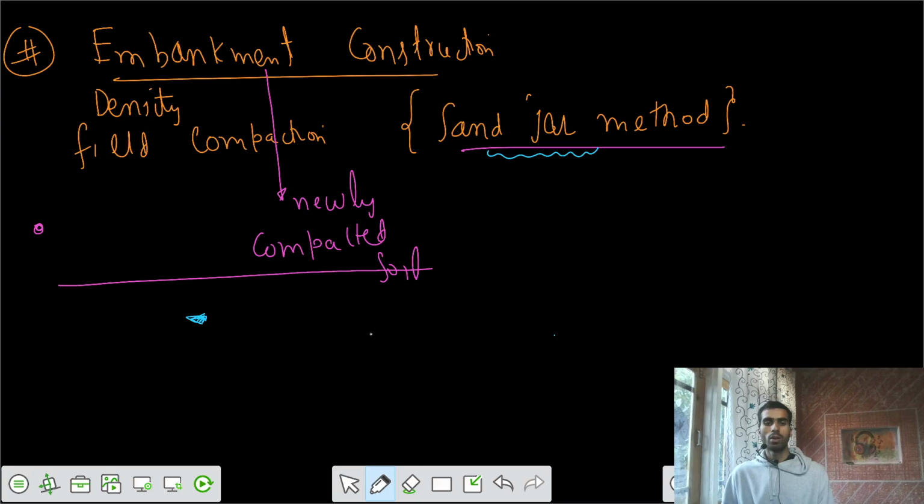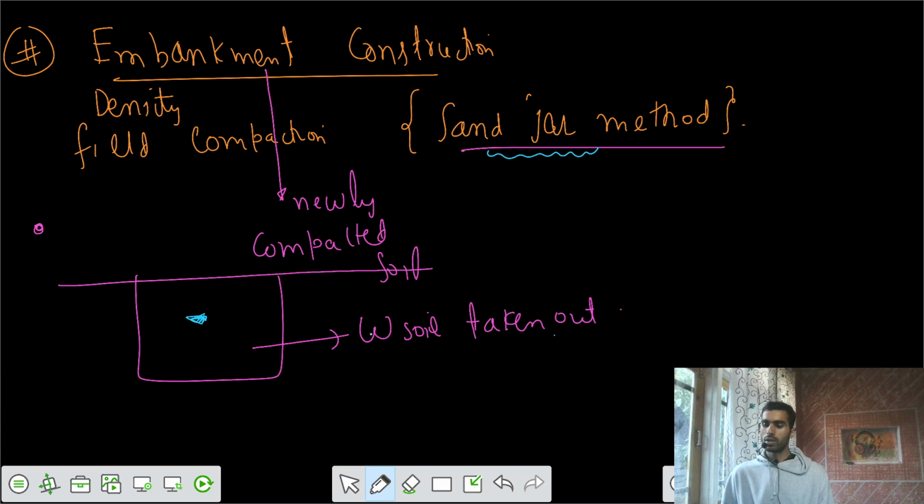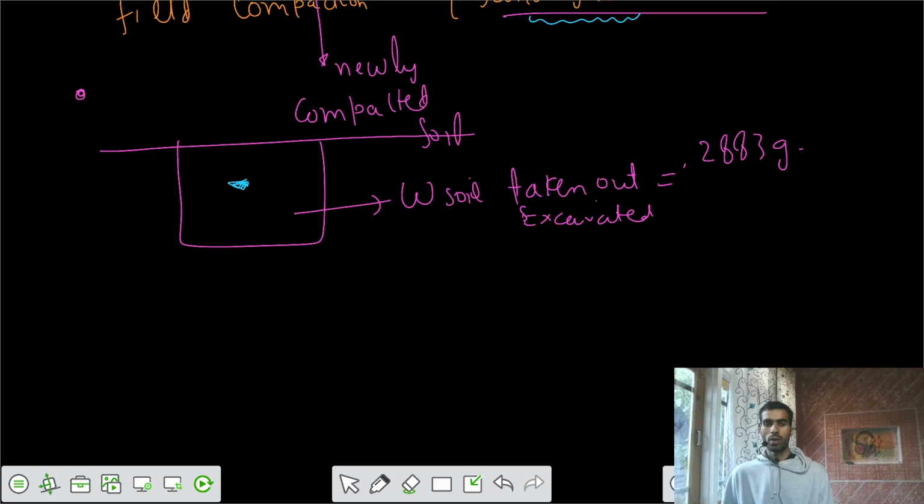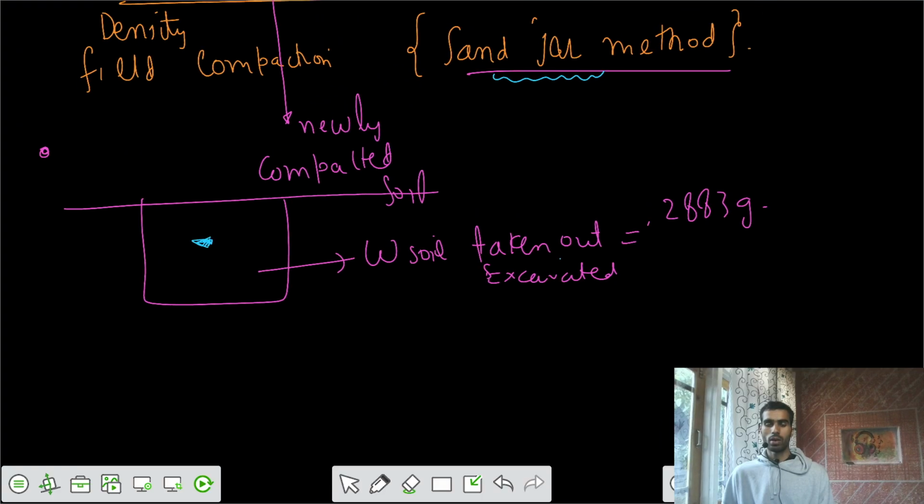So finally, let's talk about this problem. What is the problem all about? So it says that we have taken the weight of the soil taken out. Weight of the soil taken out is equal to how much? That is the weight of the soil excavated. We can write weight of the soil excavated. That is 2883 grams.